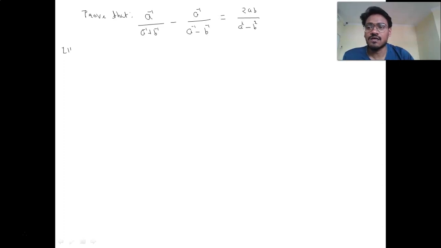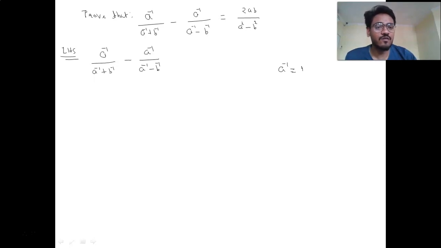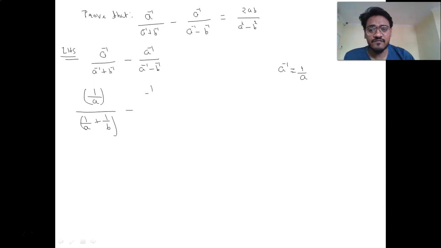Left hand side. In the left hand side, I just write the left hand side. Now students, we know this result, a inverse is always equal to 1 upon a, no problem. Laws of exponents, we have discussed this. Now see, a inverse is going to be 1 upon a, and in the denominator it's going to be 1 upon a plus 1 upon b. See, with this law of exponent, if I solve this term, it's going to be 1 upon a, and in the denominator it's going to be 1 upon a minus 1 upon b.